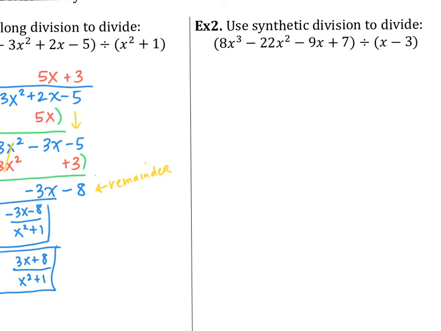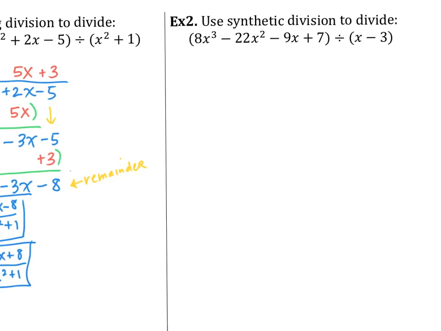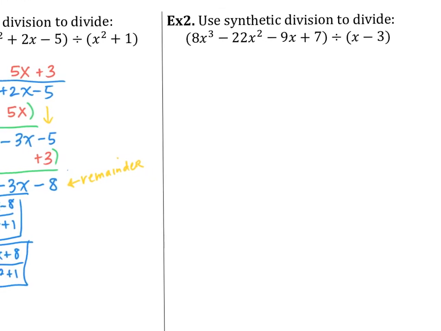That one's better to use long division to divide. Synthetic division is kind of how a computer thinks about it when it divides. It thinks of numbers. It doesn't know what the letters or the variables are. So I'm dividing by x minus 3, so I want to think of what value of x would make this 0.